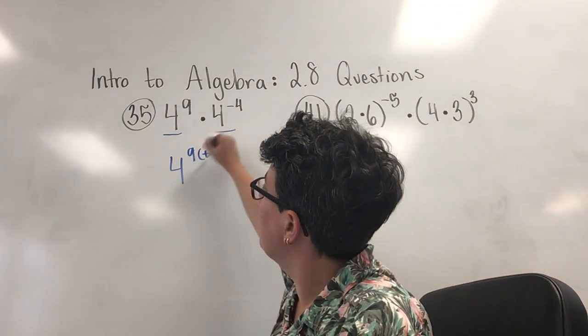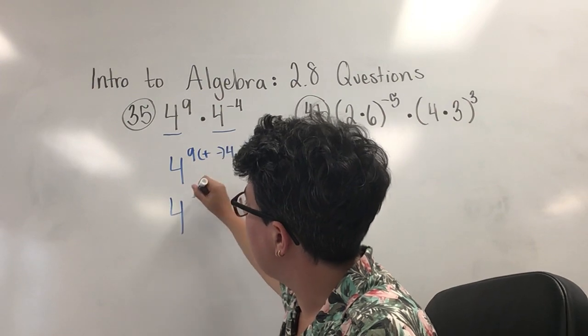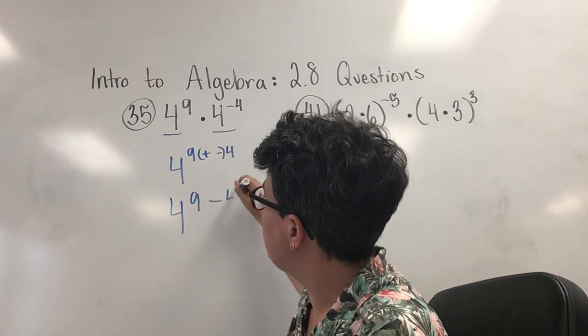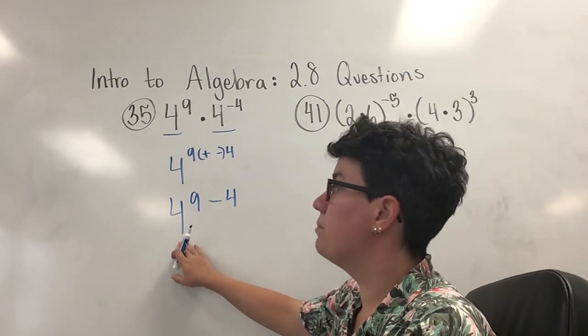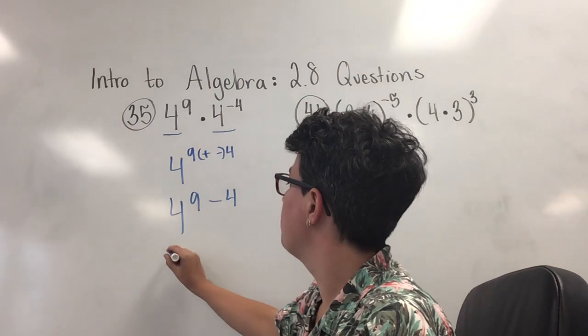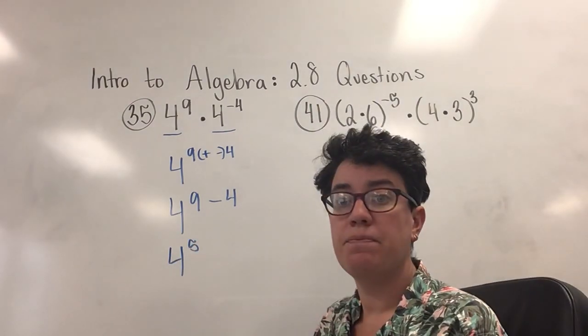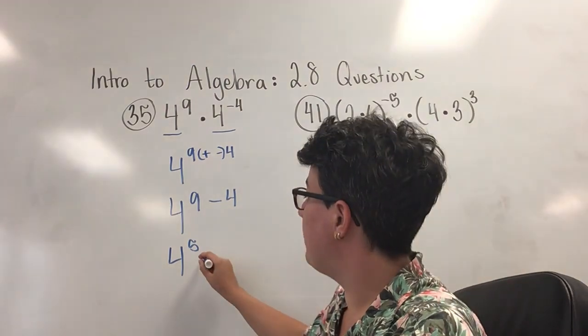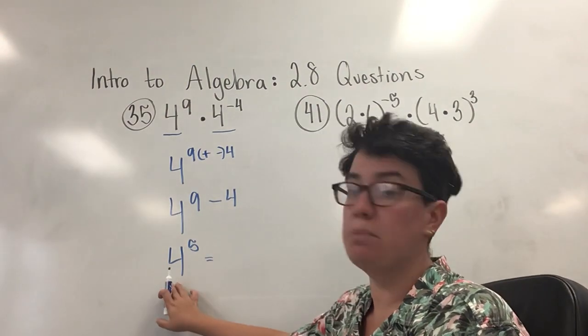Now when we have a plus and a minus together like that, a positive and a negative, that simplifies to a negative, just like in multiplication and division. So this becomes 4 to the 9 minus 4, which we can subtract as 4 to the 5th. It says evaluate, so that means you want a final answer versus simplify. This is the simplified answer.